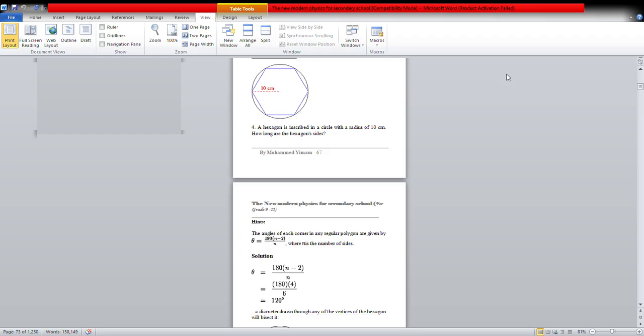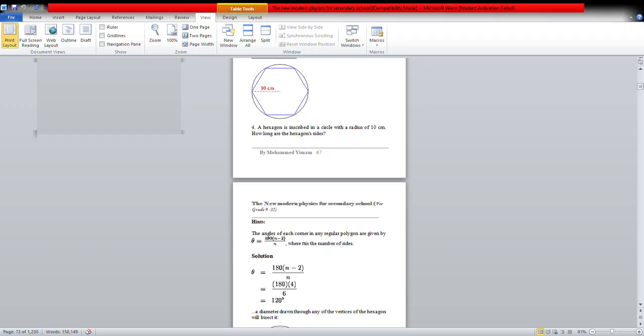Good morning again. Let's continue solving problems of chapter 2 about vectors. Number 4: a hexagon inscribed in a circle with a radius of 10 cm. How long are the hexagonal sides?